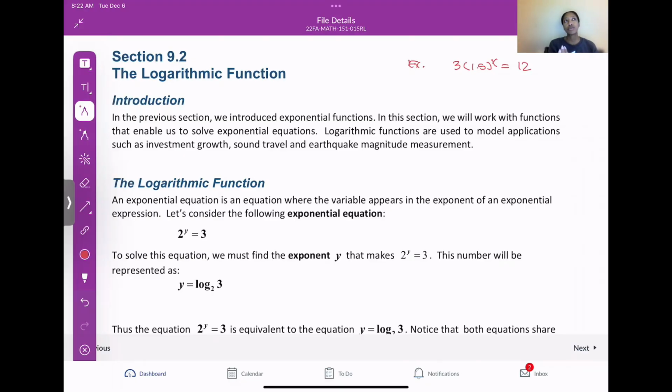We have to have new tools to be able to do this, because we can't just use our previous tools of solving equations, which are adding, subtracting, multiplying, and dividing. That won't work here because our x is stuck in the exponent. So we have to have a way to bring it down. Logarithms allow us to do that. Logarithmic functions are used to model applications such as investment growth, sound travel, and earthquake magnitude. So logarithms are definitely used in real life to model different situations.